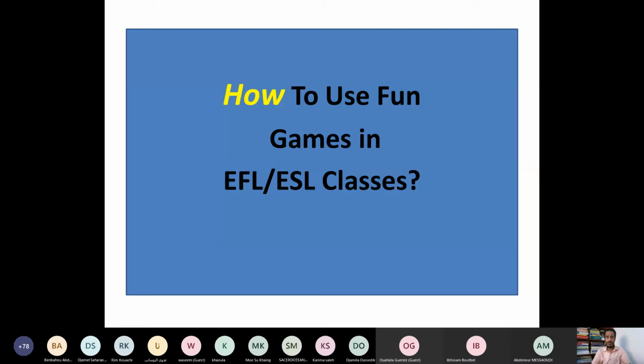You take into account, do you have a small size class or a big size? Do you have small numbers or a large class, a lot of students in the class? Are you teaching children, juniors, adults? Are you teaching mixed ability classes? These are very interesting questions you have to take into account. Then you ask, how can I use it? Now, it's the question for you. How to use fun games in EFL classes? Any volunteer?